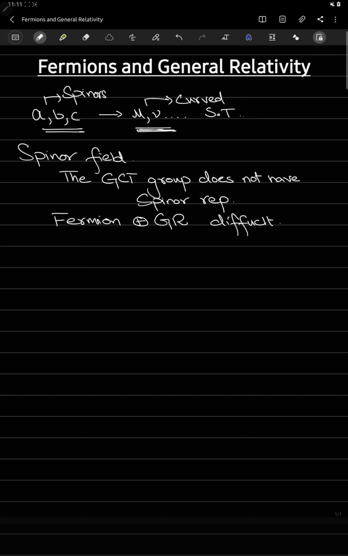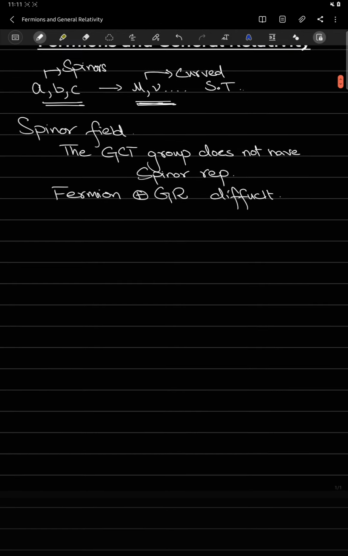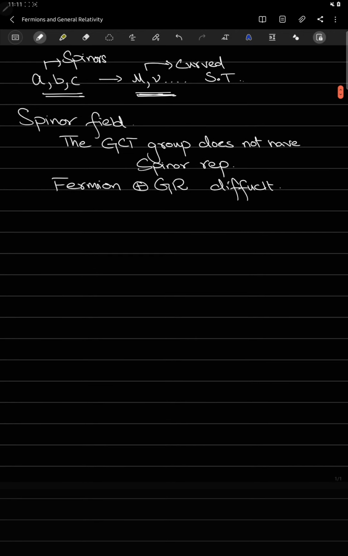Now, if you remember, I have previously introduced the objects that will help us to make a GCT covariant theory of fermions. And those were this thing, e mu A of x. Now, these are very important and they have a name. These are called the vierbeins. I don't know if I'm pronouncing that right, or you can also refer to them as tetrads, right?